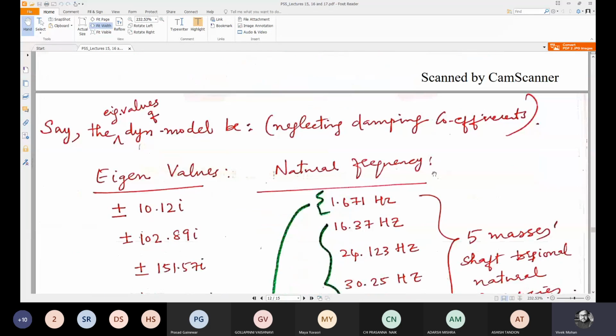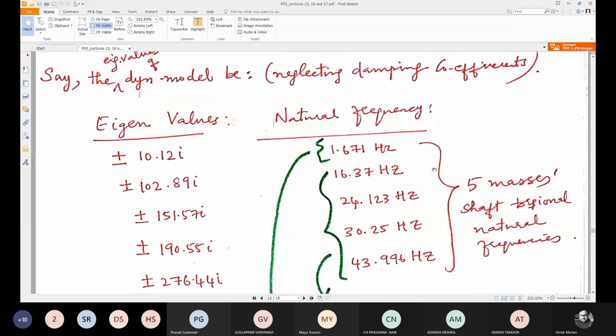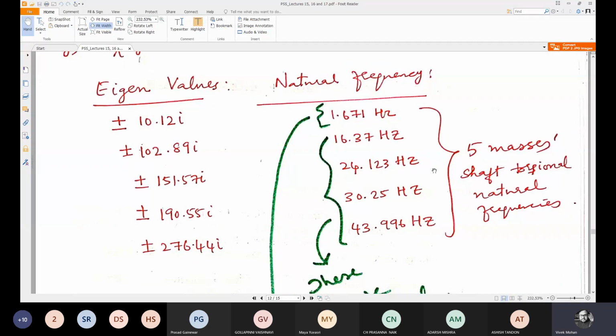Now we are going to study how the eigenvalues could be interpreted. Suppose we find the eigenvalues like this: plus or minus 10.12i, plus or minus 102.89i. Some values we are getting here, and we don't have a real part. All we have is the imaginary part only.